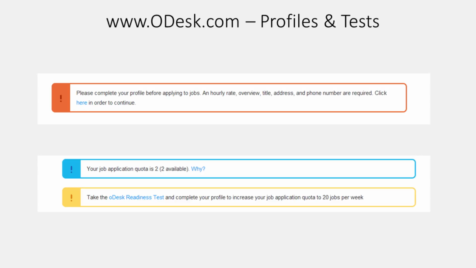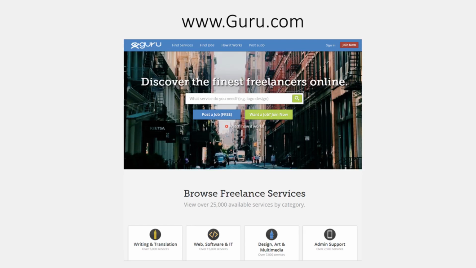For profiles, your job application quota on Odesk, I believe, is 2 when you're starting out. Eventually they'll make you pay a small monthly fee, but at least you can get started there. And that's why I like the gig sites, especially if money is tight and you just want to get out there and start doing something that could bring in money.